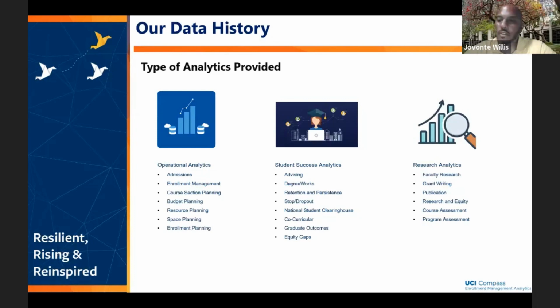But we don't stop there. We also provide research analytics, which can help people when they are trying to write grants, providing data for grants. If people are doing research on equity, making sure that equity is accessible in the right courses, or where they're assessing course outcomes or even a program outcome as well, we provide different analytical tools to help them there. So those are the types of analytics that we provide.